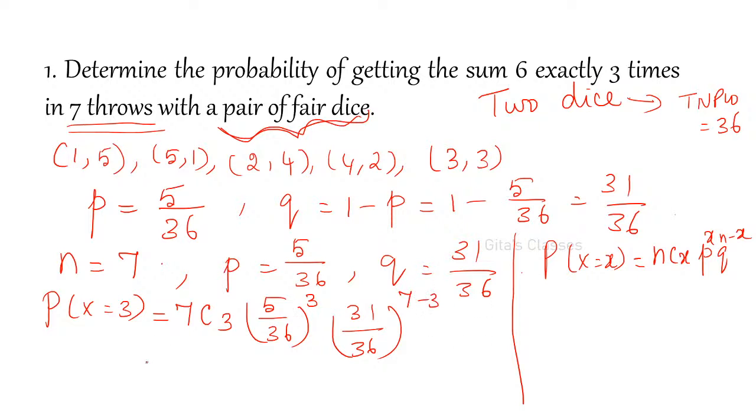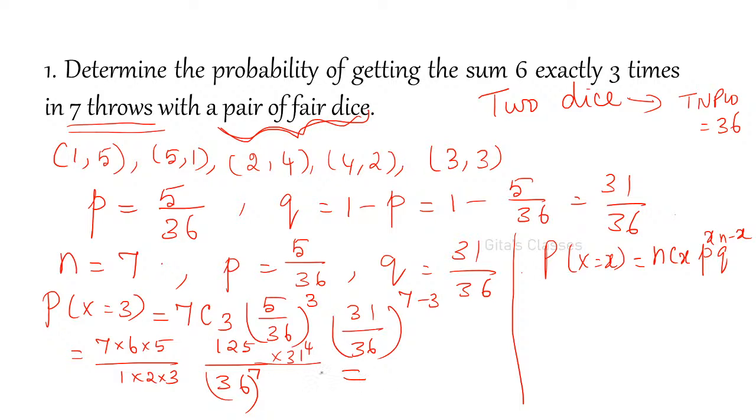So 7 minus 3. Therefore, it is equal to 7 into 6 into 5 divided by 1 into 2 into 3, times 5 cube by 36 cube, which is 125 divided by 36 power 3, and 31 to the power 4. So in total it will become 36 power 7 in the denominator and in the numerator it is 31 power 4. 7 minus 3 is 4. Okay. What is the answer? You can find out these things. And after learning how to use the calculator, you can directly substitute those values in the calculator. I'll teach you in the next problem. I'll teach you how to find out using the calculator.